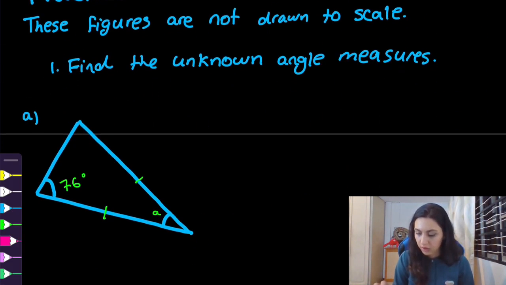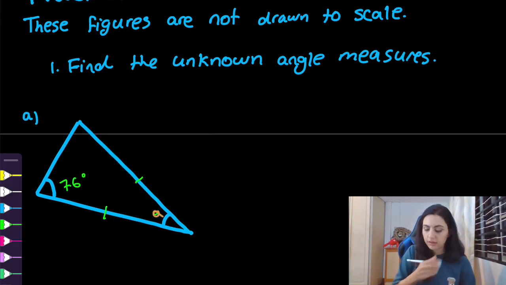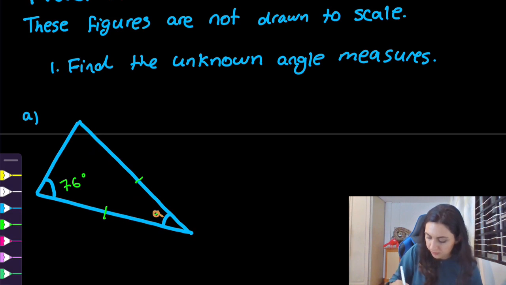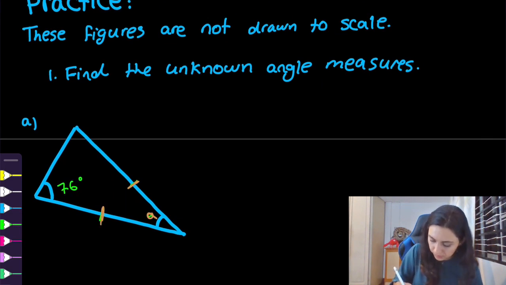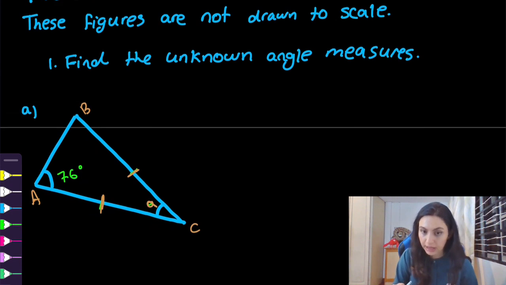Find the unknown angle measure. So we have one angle 76, another angle is A. But what else do we know about this? We know this side is equal to this side. I'm going to give it a name. I'm going to give A, B, C, so it's easier to explain for you. So we have ABC. Find the unknown angle measure. So we want to find angle A.